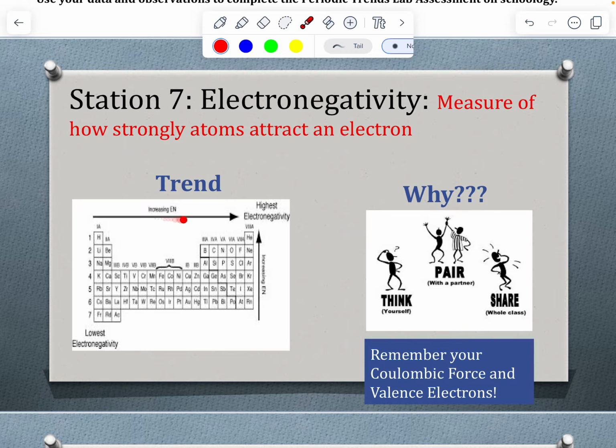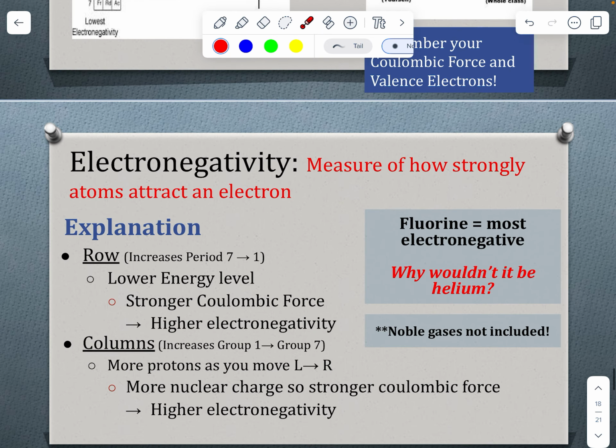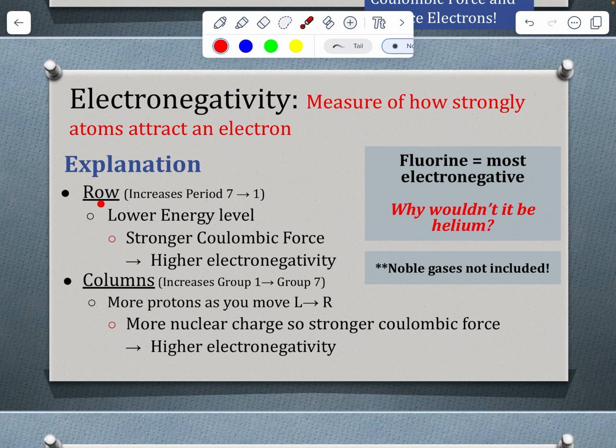That trend increases to the right and increases as we go up. So the definitions of electronegativity and ionization energy are opposite, but their trends are the same because they're just describing the process differently. With this one, it's increasing from period 7 to period 1, so increasing as we move up. Again, as we go to a lower energy level, there is a stronger Coulombic force, which means you have more force to attract other electrons. So that gives you a higher electronegativity.